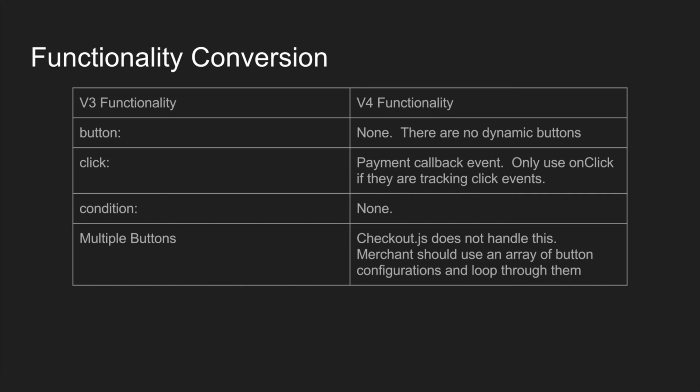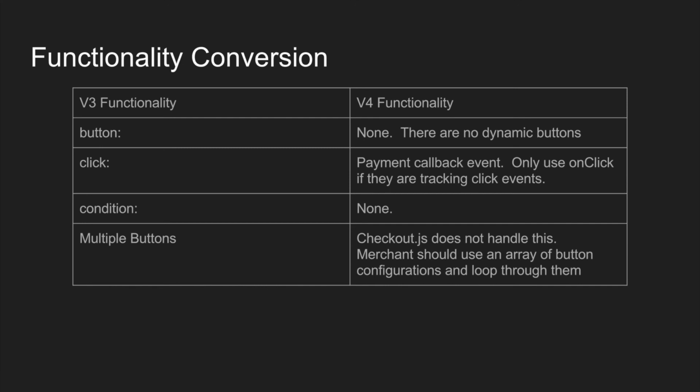and you would only want to use onClick in version 4 if they are tracking click events. So remember, the payment callback goes to get a token and resolves that token, which is exactly what merchants would use the click property for in version 3. So the condition property, once again, there's no v4 functionality for this. The merchant really has to do this on their own to validate their own form before presenting PayPal.